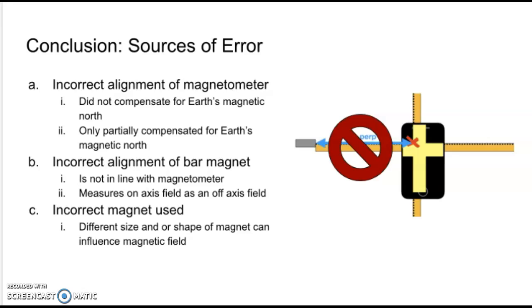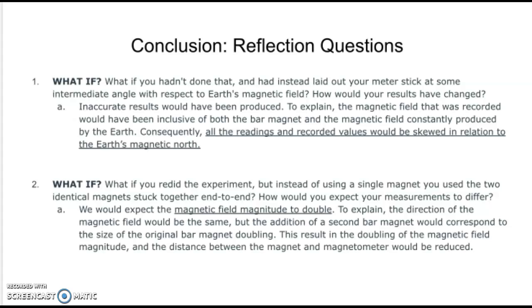So here are some reflection questions I wanted to go over. If we hadn't compensated for Earth's magnetic north, basically all the readings and recorded values would have been skewed in relation to the magnetic north. So that would have been incorrect because there would have been the influence of another magnetic field. And if we redid the experiment but used two magnets, basically the magnetic field would be expected to double because we'd have two magnets contributing a magnetic field rather than just a single one. So that basically covers all of the experiment.